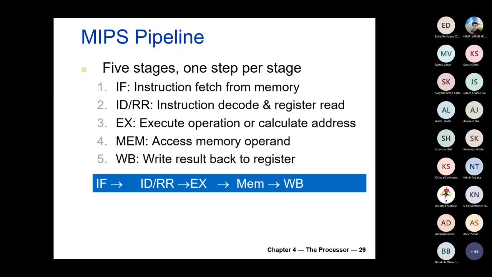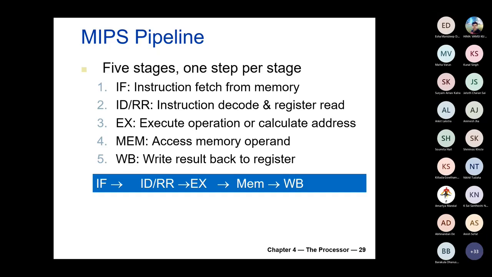So we were talking about the MIPS pipeline, and you have these 5 basic stages. We know about that, right? Instruction fetch, decode and register read, execute, memory, and write back. So these stages are performed sequentially one after another.